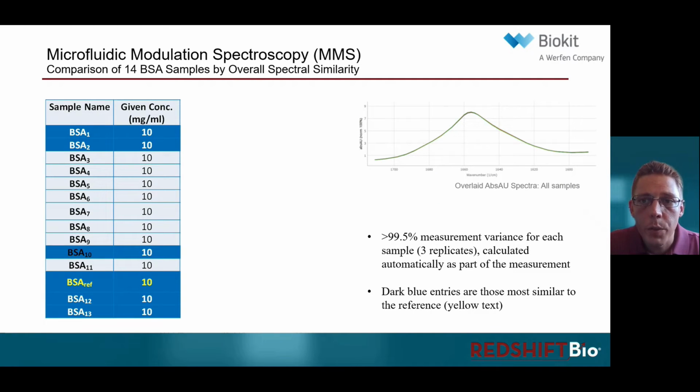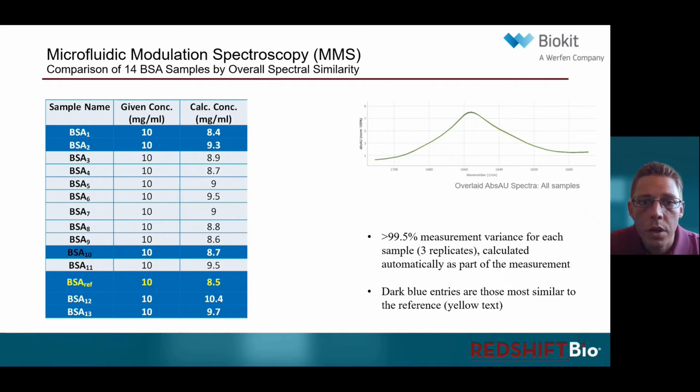So the first thing we did when we took our 14 BSA samples, our 13 samples from different manufacturers or different batches from those same manufacturers, compared to the reference standard that is highlighted in yellow here, we were told that each of these samples were 10 milligrams per mil in concentration. So first of all, we compared the spectra we generated to a reference of known concentration to more precisely calculate the concentration of each sample.